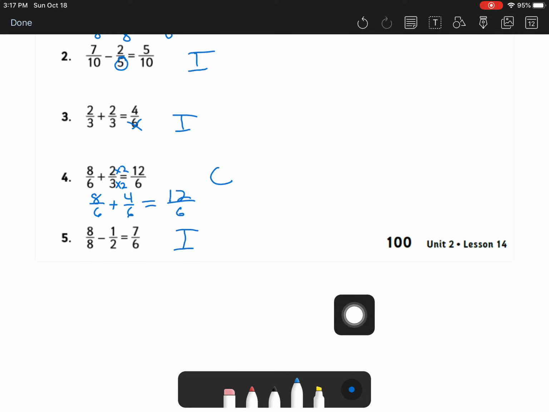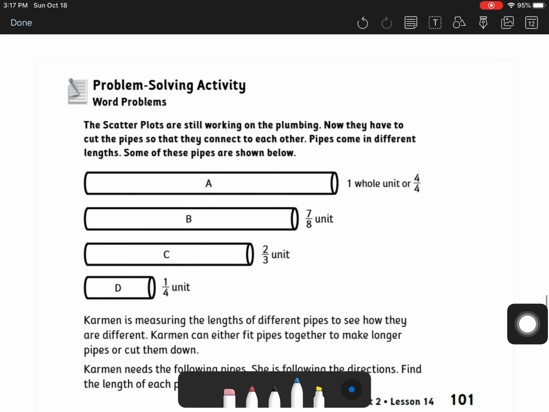That's not the way you do that. Yeah, we'd have to get a common denominator to get that answer.